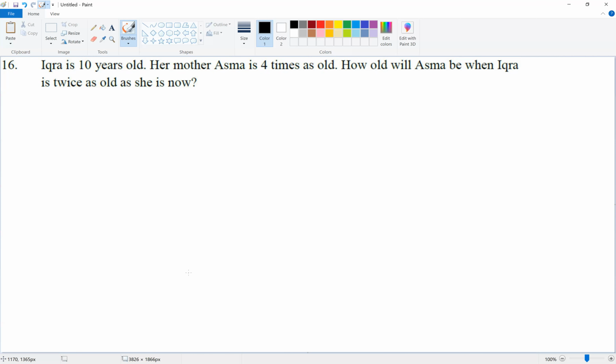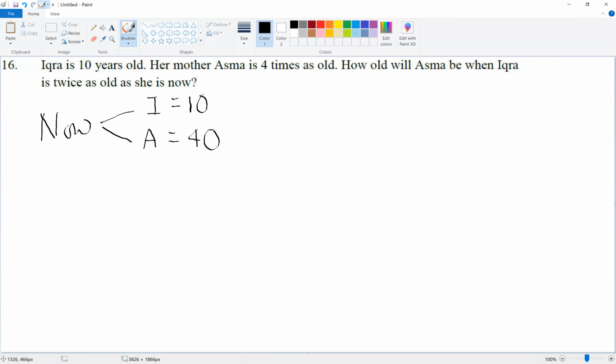So first, I drew a table like now and then. Asma is, so how much is Asma now? She's 40. Okay, go ahead, next.